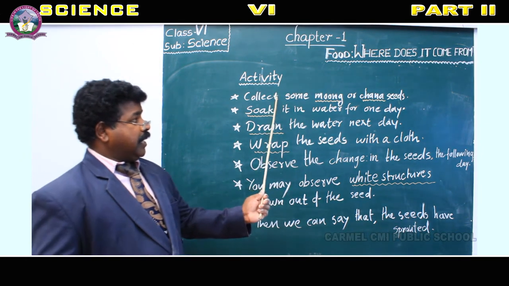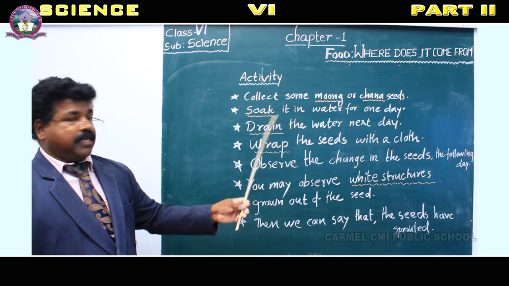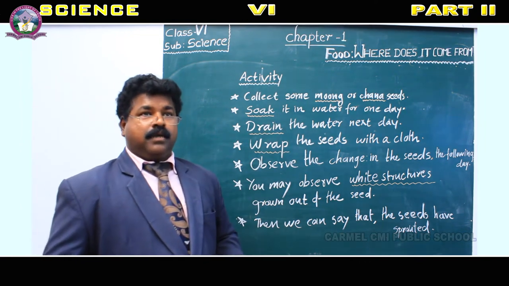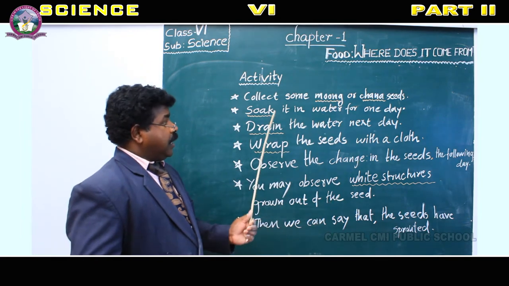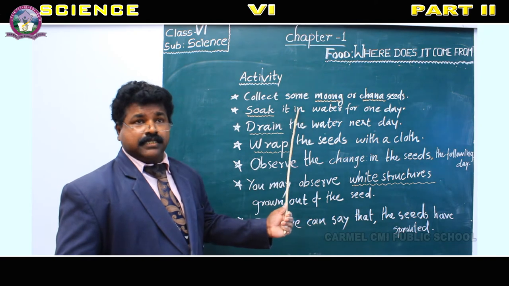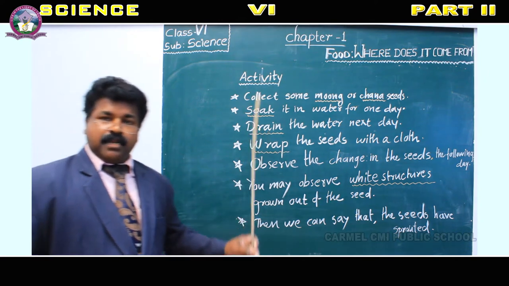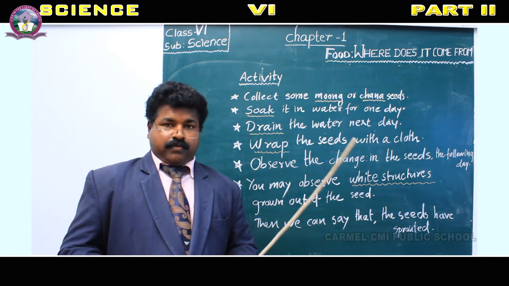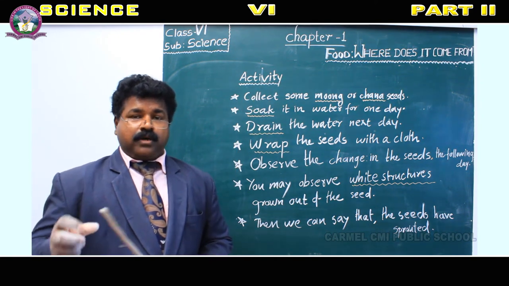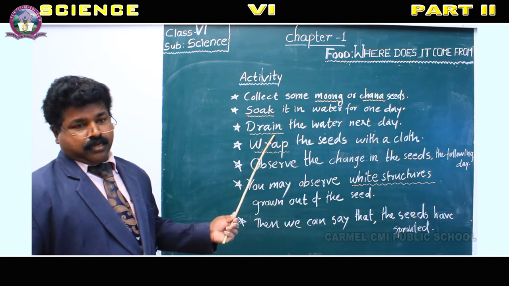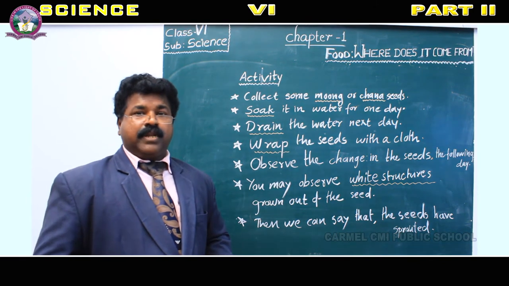Okay. First you have to collect some moong seeds or chana seeds. Next step, you have to soak it in water. What is soaking? In order to make it soft, we are keeping it in water. That process is known as soaking. And after soaking the seeds in water for one day, next day you have to drain the water. Drain the water means remove the water. When you place the seeds in water, this water should be removed on the next day, and that is called draining. Then afterwards, after removing the water, we will get the seeds.